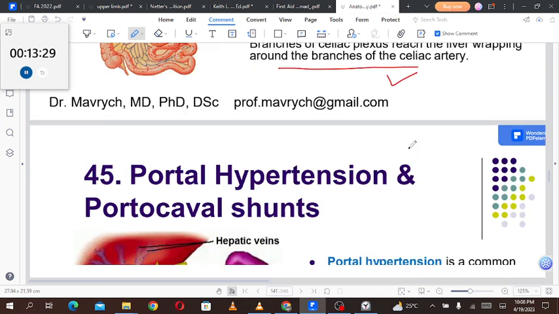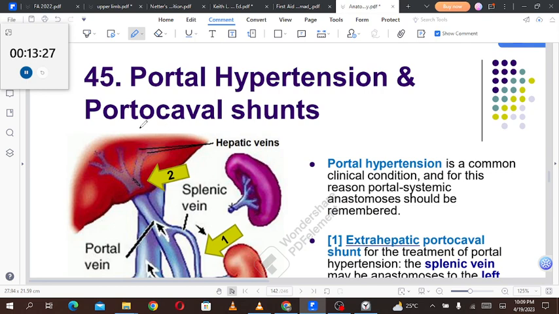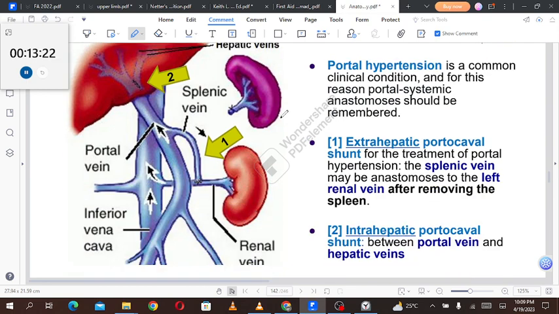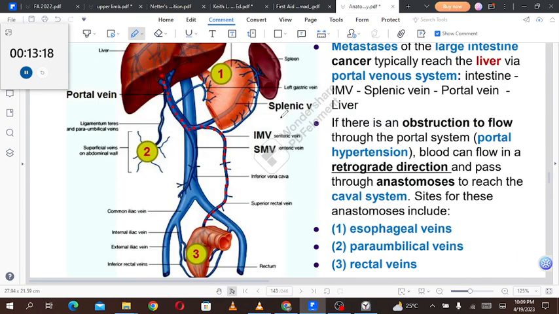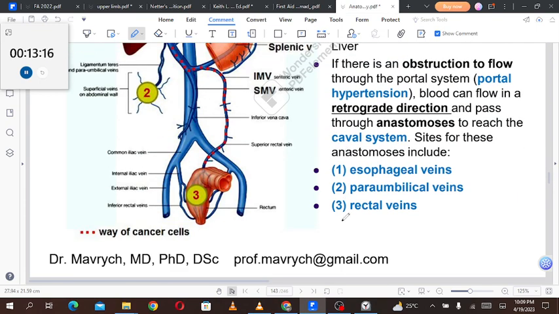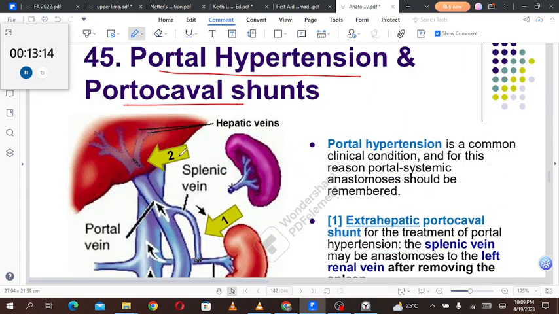Moving forward to point number 45, that is about portal hypertension and the portocaval shunts. There are three sites which are very important for the portocaval shunts, and I guess they've written all three of them. So let's read them one by one. Portal hypertension is a common clinical condition, and for this reason, portosystemic anastomosis should be remembered.